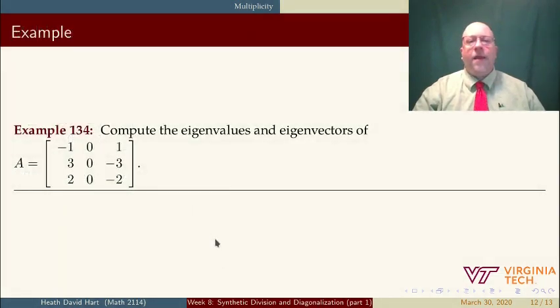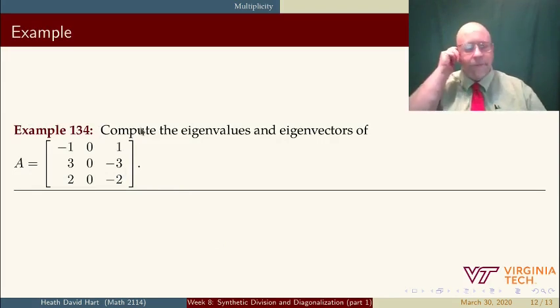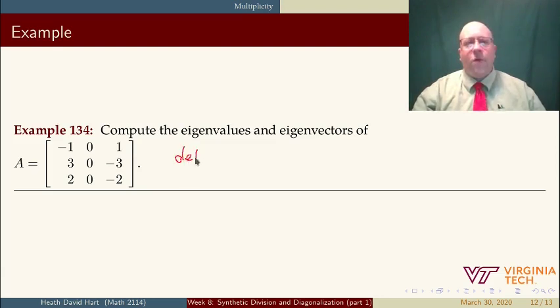Let's try computing the eigenvalues and eigenvectors for this matrix. The row reduction is pretty nice here. So first thing we're going to want to do is find the characteristic polynomial, which means we need the determinant of -1 minus lambda, 0, 1, 3, 0 minus lambda, -3, 2, 0, -2 minus lambda.